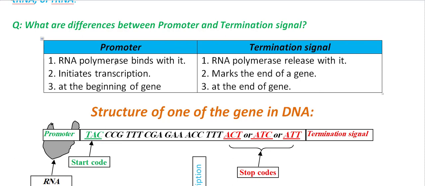What are the differences between promoter and termination signal? RNA polymerase binds to the promoter, while it is released at the termination signal. The promoter initiates transcription, the beginning of transcription. But the termination signal marks the end of a gene, so it initiates the stop of transcription. The promoter is located at the beginning of a gene, while the termination signal is located at the end of the gene.